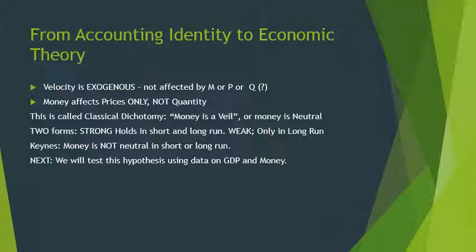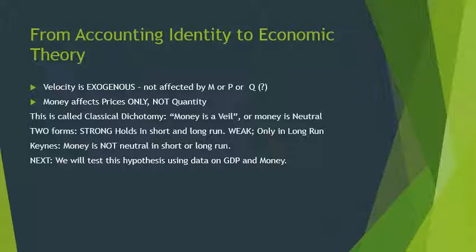So now how do we get from this accounting identity to an economic theory? Well, we make some assumptions about these quantities that we have defined. First, we say that the velocity is exogenous. The speed at which money circulates doesn't have to do with the real economy or with money itself. So it is a variable that is not affected by the others. At the same time, we also assume that money affects prices but not quantity. This is called the classical dichotomy, and this leads to the famous saying that money is a veil, or that money is neutral in the economy. So money affects prices but does not affect quantities.